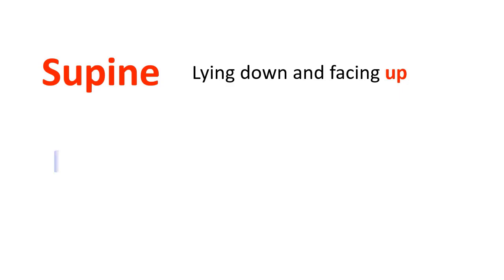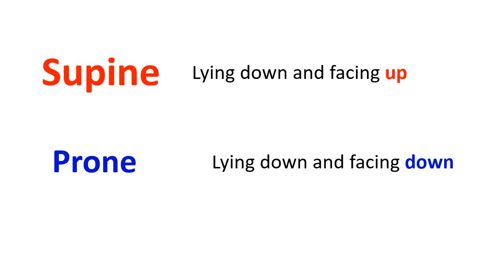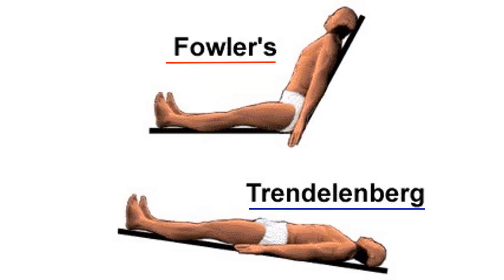Now we should write our notes about what we have just seen. The supine position is lying down and facing up, the position of physical examination, and the prone position is lying down and facing down. We have other positions that are used when patients have certain conditions and therefore they are placed in special positions.